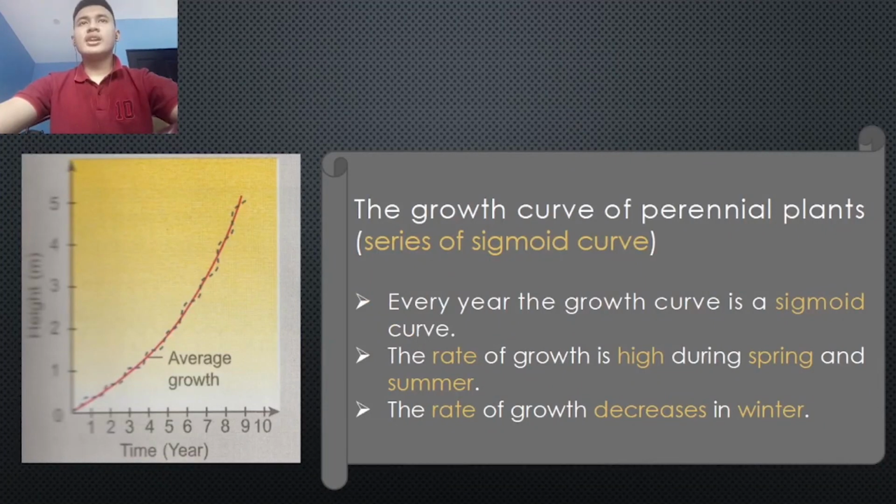The third and last growth curve is the growth curve of perennial plants, which has a series of sigmoid curves. Every year, the growth curve is a sigmoid curve. The rate of growth is high during spring and summer, but the rate of growth decreases during winter.